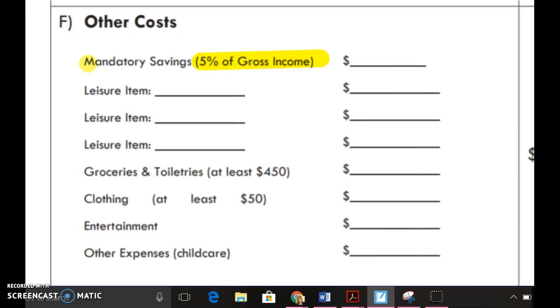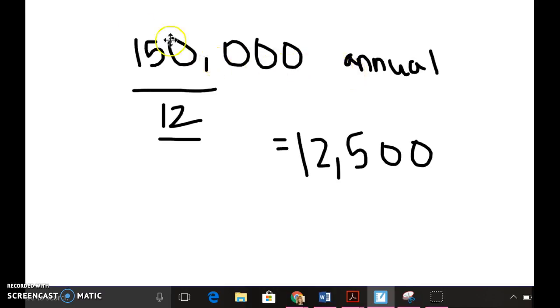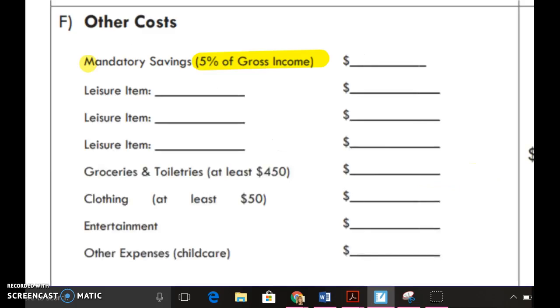Gross income. When you think about your annual income, however much you make each year, and you divide that by 12, this is your gross income. Before you multiply times 30% to get your taxes out, your annual income divided by 12 is your gross income. So now you are required to save 5% of that.